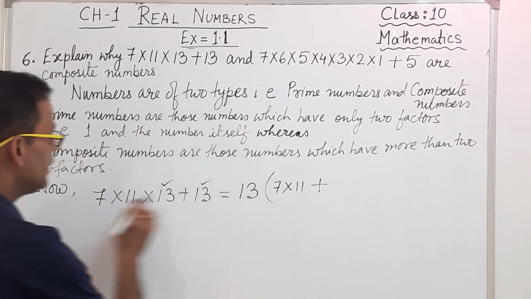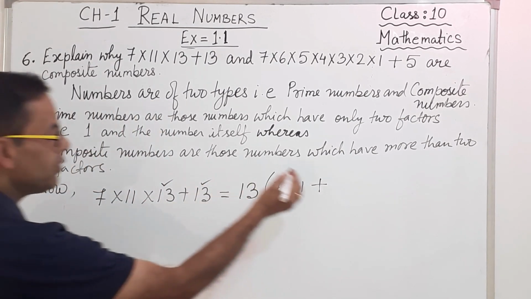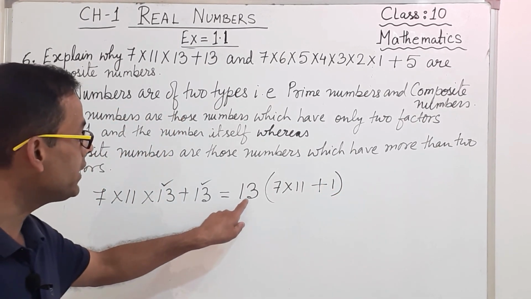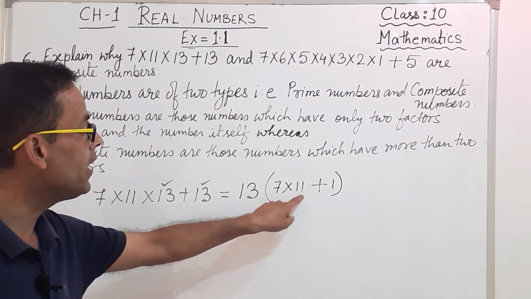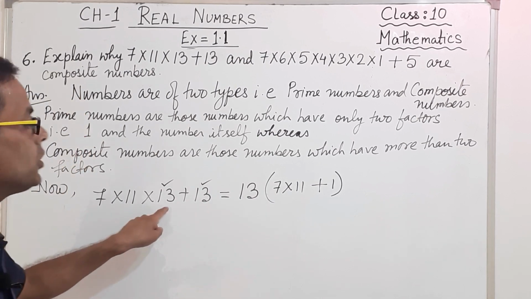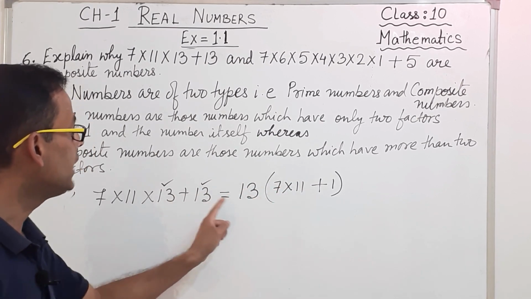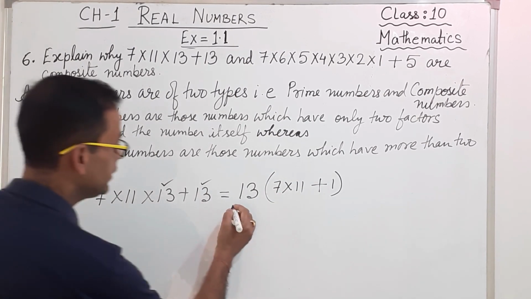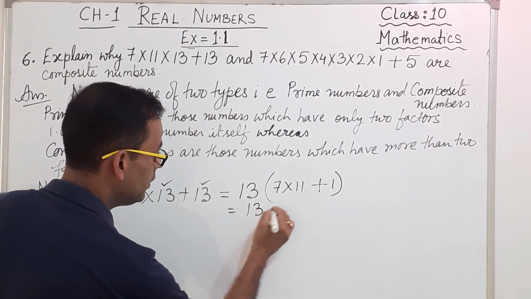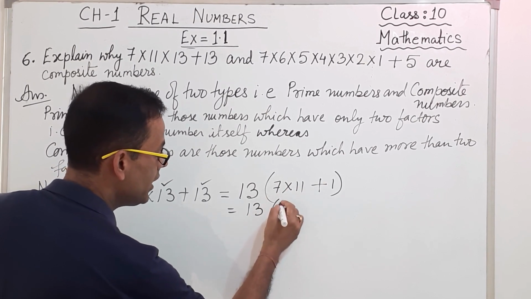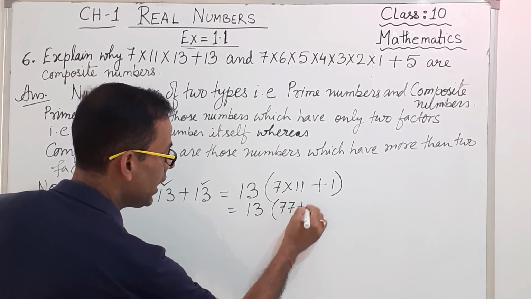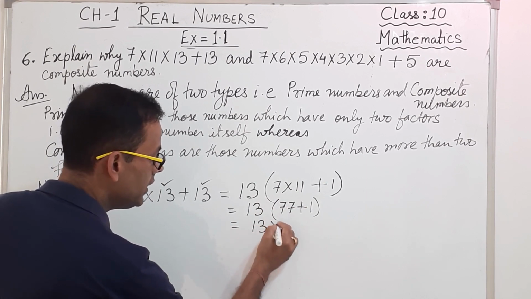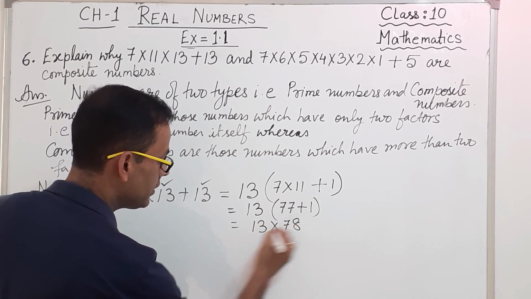Now plus. Now 13 is taken common, so what is left? 1 is left, because 13 into 1 is 13. See, again if you multiply 13 into 7 into 11, it will be 7 into 11 into 13, plus 13 into 1, 13. Now, 7 into 11 is 77, plus 1. So what you get? 13 into 78.